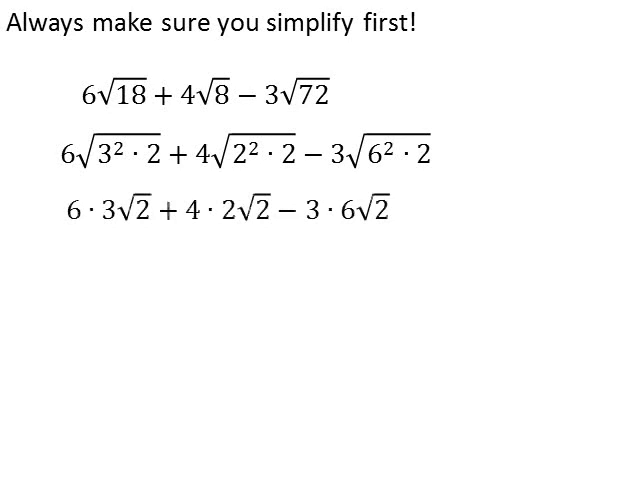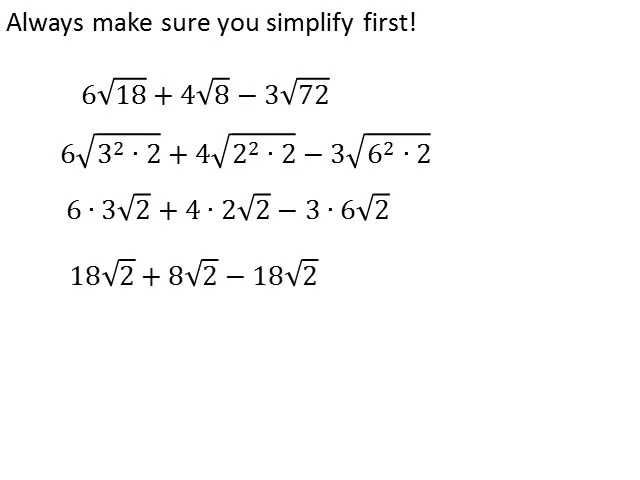So I have 6 times 3 root 2 plus 4 times 2 root 2 plus 3 times 6 root 2. Again, everything that's squared, you take away the square and you move it to the outside of the radical. Now I multiply the numbers on the outside. So I have 6 times 3 is 18, 4 times 2 is 8, and 3 times 6 is 18. So now I have 18 root 2 plus 8 root 2 minus 18 root 2.